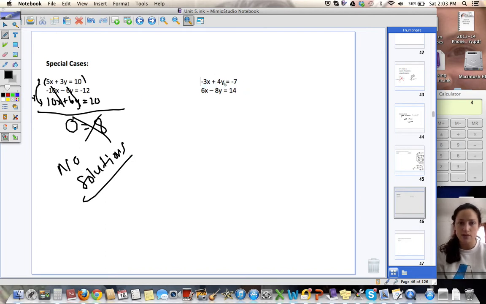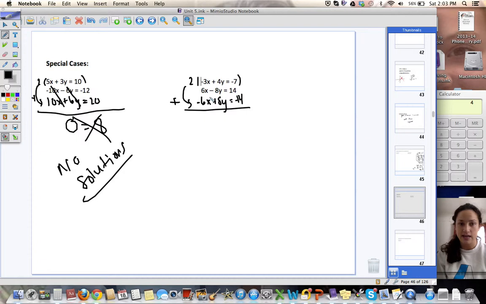And I'm guessing you can probably guess what this one is, but let's do it anyway. Negative 3x plus 4y equals negative 7. 6x minus 8y equals 14. I see that if I multiply this top one by 2, it'll give me a negative 6 to cancel out. So let's look at that. Negative 6x plus 8y equals negative 14.